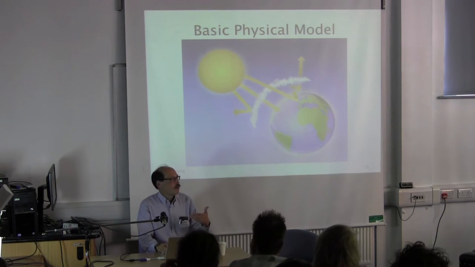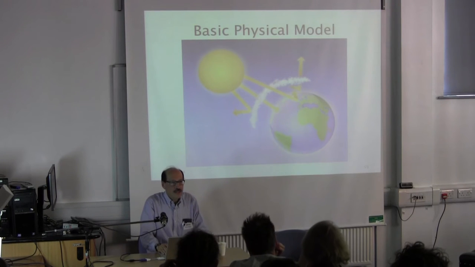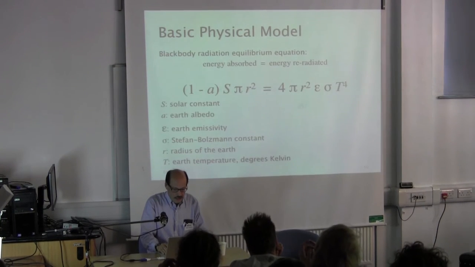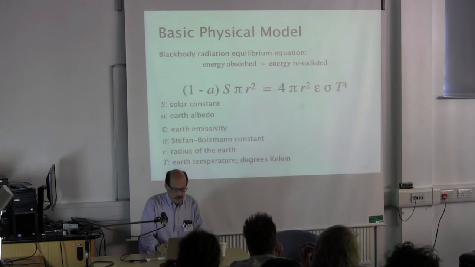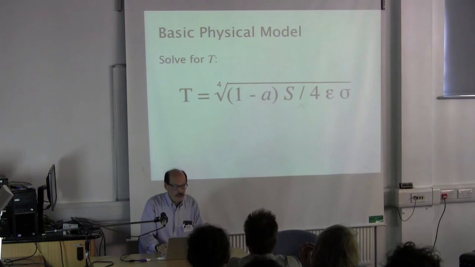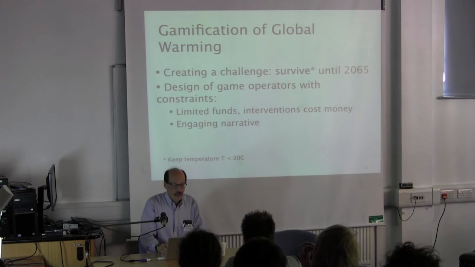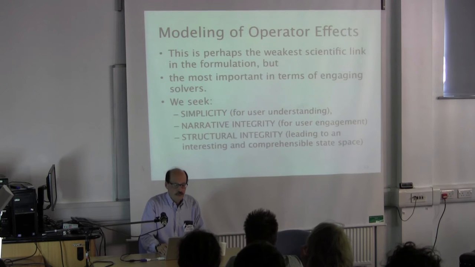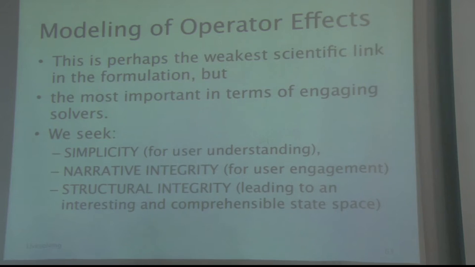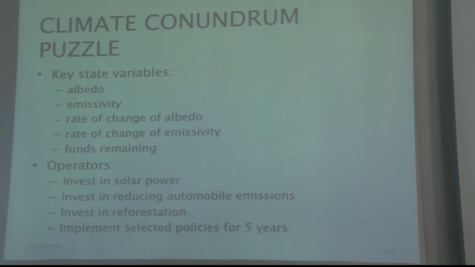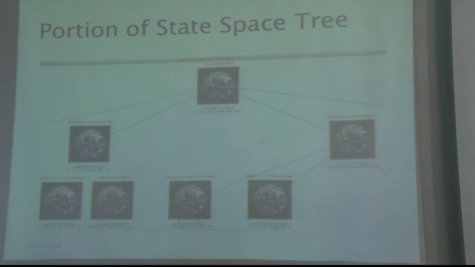I'd like to argue yes, if you at least focus on key aspects of a problem like this, like the basic physics of heat, you can get something to work with and express it in a way that people can start to think about the solution to the problem in a systematic way. So here's the black body radiation equilibrium equation, solved for T, and this is the physics part of it. Then this is a fictional part where we create imaginary operators that might actually do something to change the situation. There's lots of other literature about how you create those things related to game design and modeling and so forth. But in this particular example, I did an implementation in T-Star and then later did a visualization.